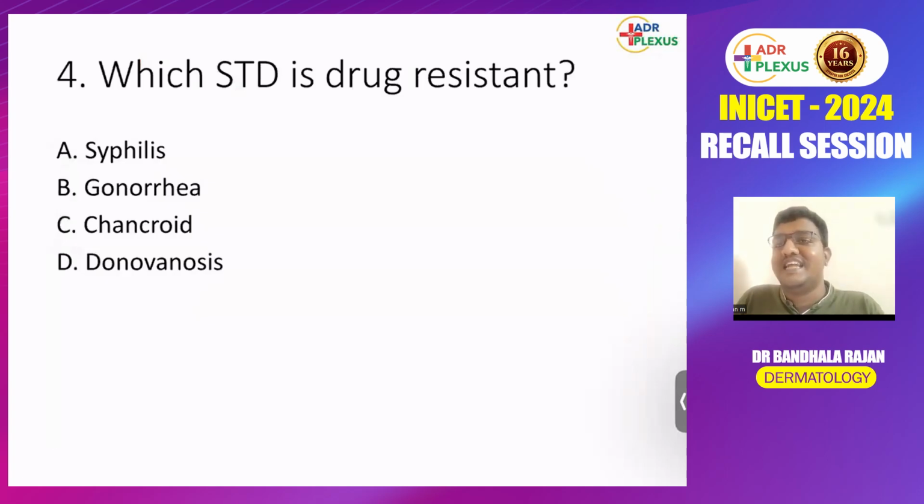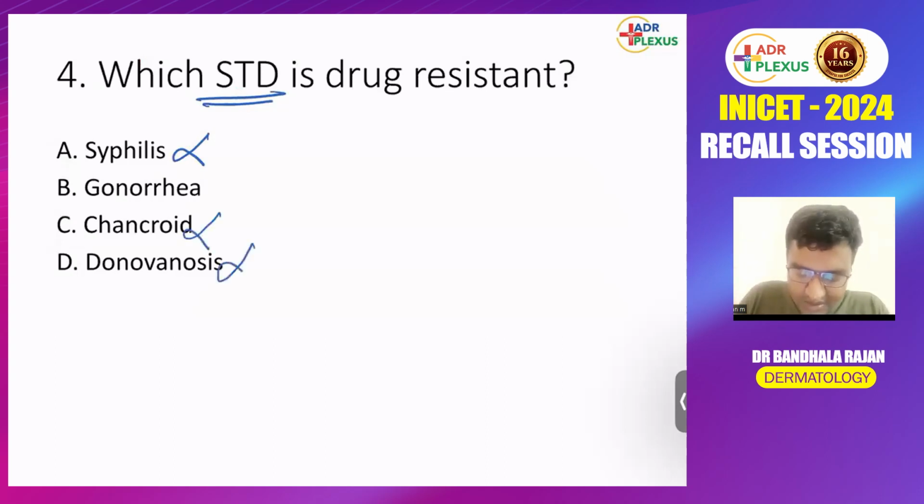Which STD is drug resistant out of all these? We know drug resistance occurs in various organisms, bacterial, fungal, and viral. Here they are particularly asking about STD: which sexually transmitted disease is drug resistant. The options given are syphilis, gonorrhea, chancroid, and donovanosis. Syphilis is a wrong answer because the treatment of choice is penicillin, used for very many years because it is very, very effective. So drug resistance is not a possibility in syphilis. Same with chancroid and donovanosis.